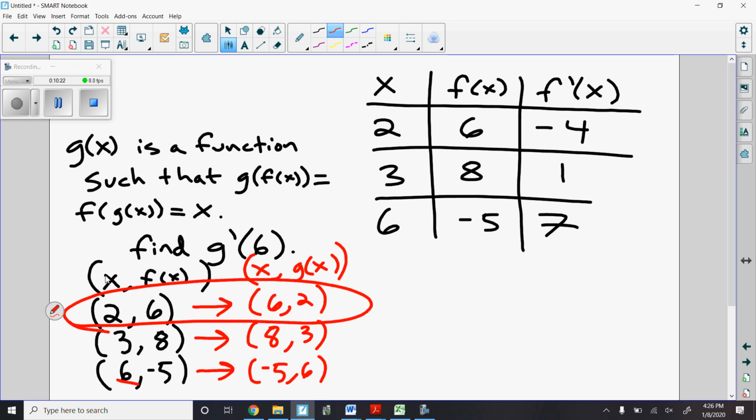This right here is your red herring. The most common wrong answer here is people will say 1/7. But g prime of 6 is going to relate to f prime of 2. These are the two points that correspond to each other. So I know f prime of 2 is -4. That means g prime of 6 is the reciprocal of that, which is -1/4.